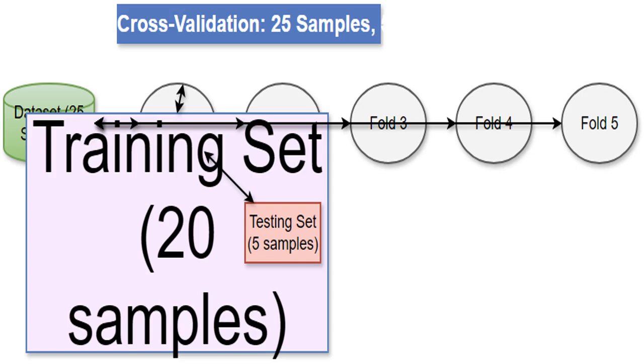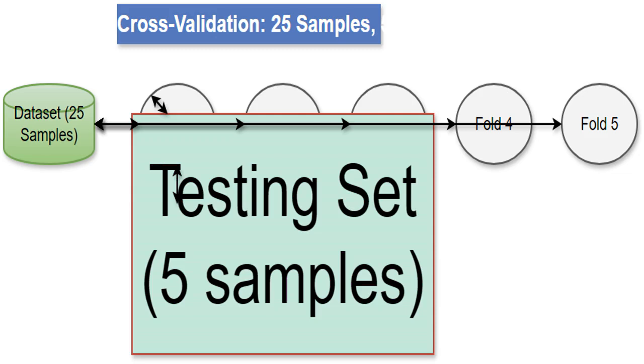This set is used to train the machine learning model in each fold. Imagine you use 20 ingredients to learn how to make the recipe better. The remaining 5 samples in each fold are used to test how well the model performs after training. After training, you use the remaining 5 ingredients to test how good the recipe became.